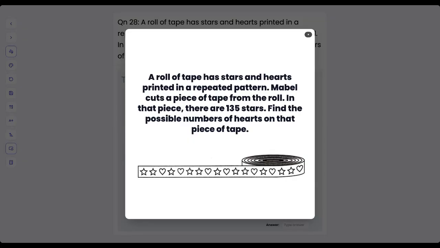Question 28. A roll of tape has stars and hearts printed in a repeated pattern. Mabel cuts a piece of tape from the roll. In that piece, there are 135 stars. Find the possible number of hearts on the piece of tape.